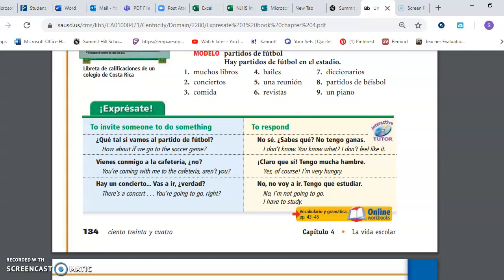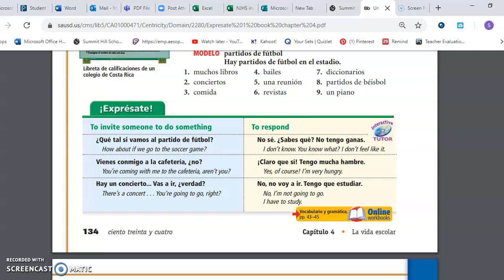And notice that I am getting the answer from the question itself. But if you're going to say, I don't know, you know what, I don't feel like it, you could say, no sé, ¿sabes qué? No tengo ganas. Notice the next one says, ¿vienes conmigo a la cafetería? No. This no is not telling the person that you're not going. It's telling the person, aren't you? So notice that you're saying vienes. Tú vienes conmigo, with me. You are coming with me to the cafeteria, aren't you? So that's an answer for you.